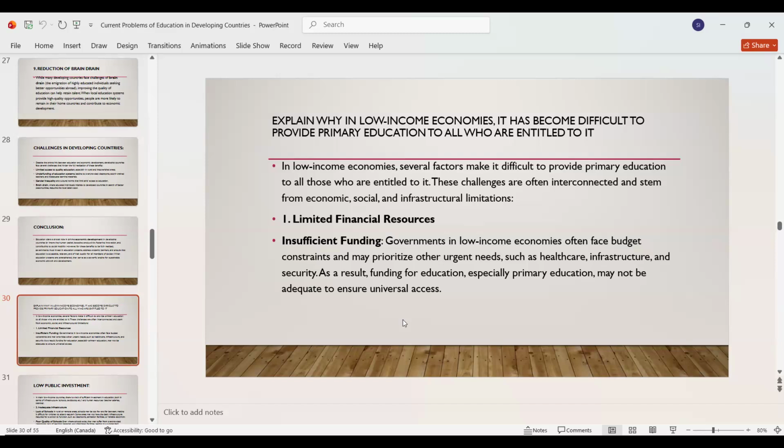That's what the UNESCO, right, the millennium goals. They provided millennium goals. The basic thing is, every country has to provide primary education for all, right?